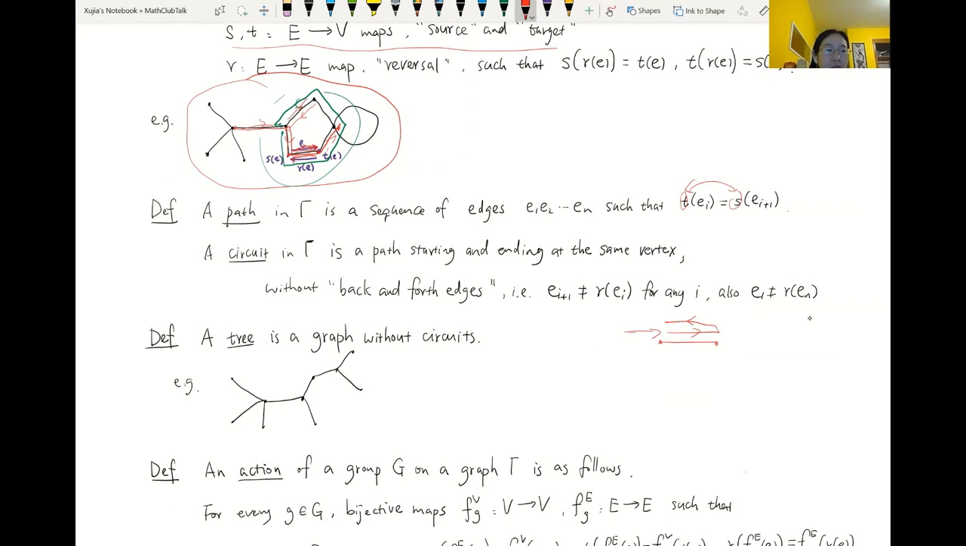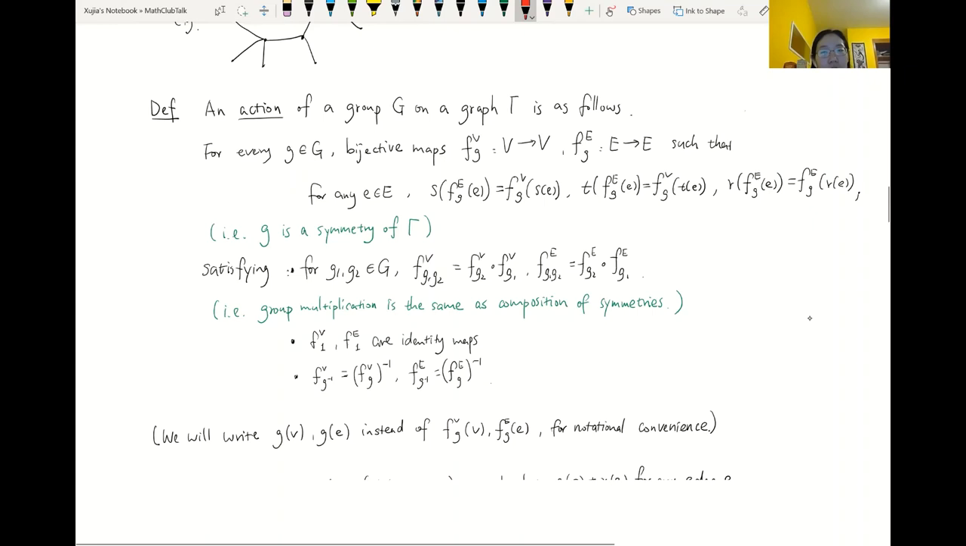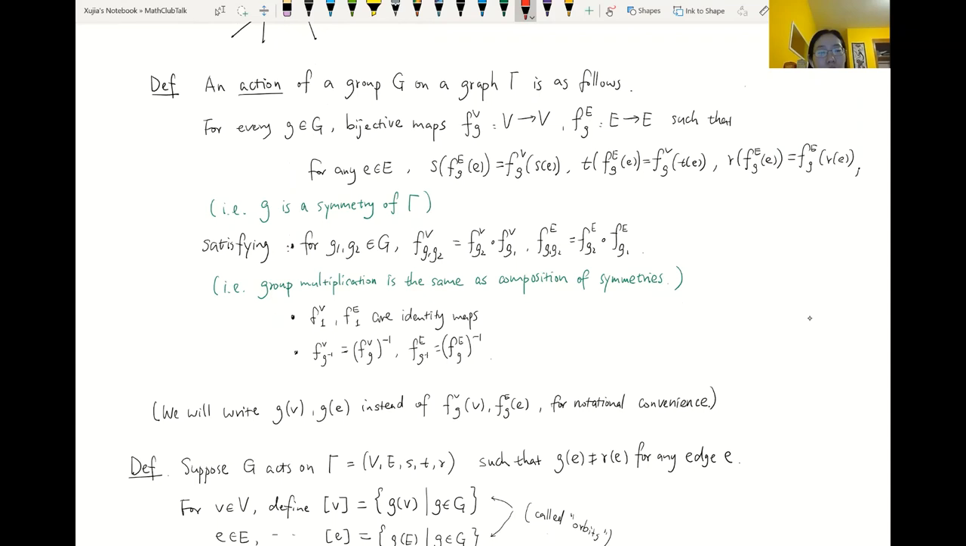We define the action of a group on a graph as follows. What does it mean morally? It means that we realize this group G as a group of symmetries of this graph. So for every element g in G, we realize this element as a symmetry of the graph. First, what does it mean? It means that we have bijective maps F_V,g which maps the vertex set to the vertex set, and F_E,g which maps the set of edges to the set of edges, such that all of the structures of the graph are preserved.